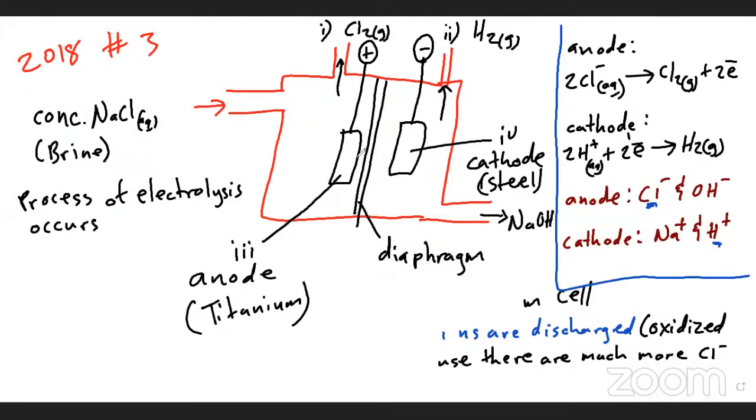In terms of the past paper, it asked us to label it, and then it asked us to write equations. So this here would be the answer for A part 2. For A part 1, we labeled it. A part 2 asks for the equations for the reaction occurring at the anode and the cathode.